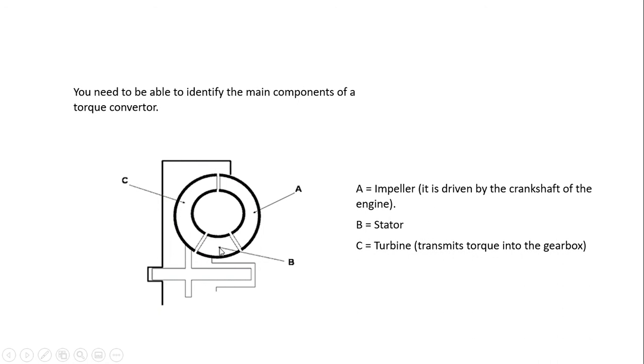This central bit is the stator, and this part over here is the turbine. Now the turbine, if you follow this line here, you can see it's connected to this shaft here, which is the input shaft into the gearbox. So the C, the turbine, transmits torque into the gearbox. Basically, make sure you're familiar with this diagram, make sure that you can name the impeller, the stator, there, sorry, and the turbine. That should see you right.